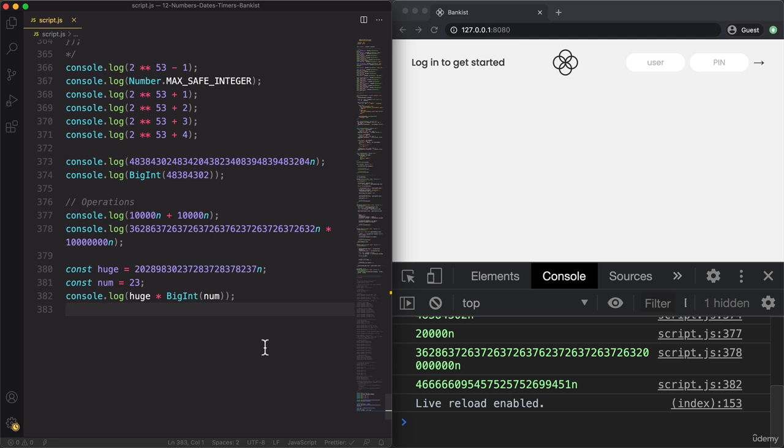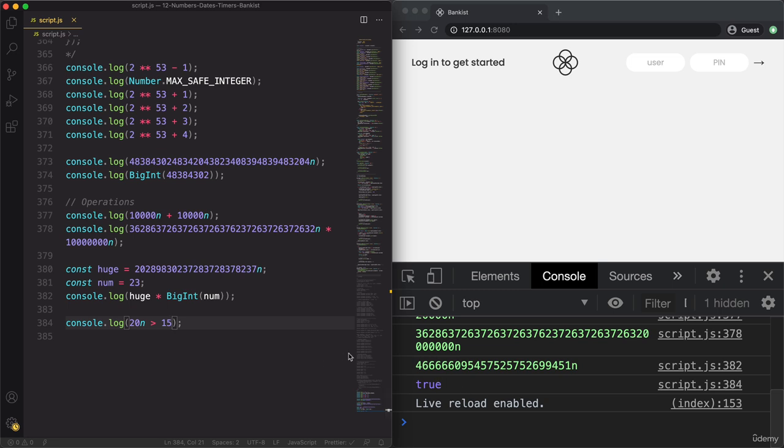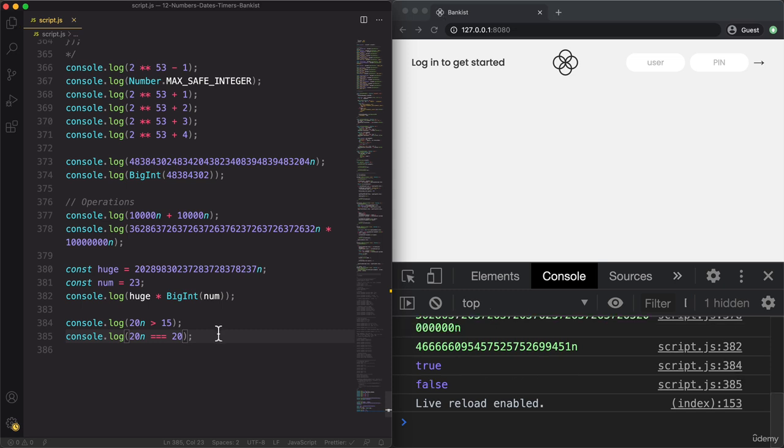So let's see that. We can still do a BigInt and then, for example, greater than a normal number. So this still works and we still get true as expected. However, when we do this, 20n triple equals 20, we will get false. But that makes sense because JavaScript, when we use the triple operator, does not do type coercion. And in fact, these two values have a different primitive type. This is a regular number and this is a BigInt.